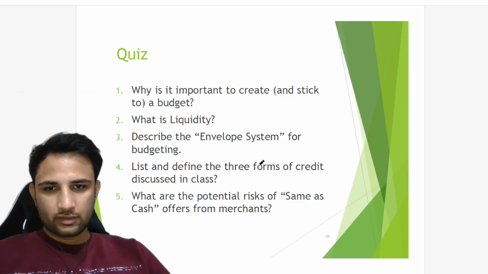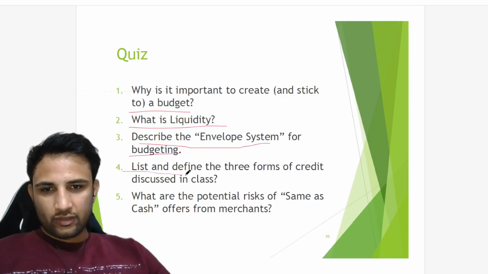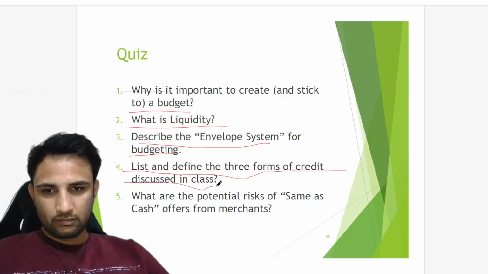We study for a quiz. Why is it important to create and stick to a budget? What is liquidity? Describe the envelope system for budgeting. List and define the three forms of credit discussed in class. What are the potential risks of cash offer from merchant?